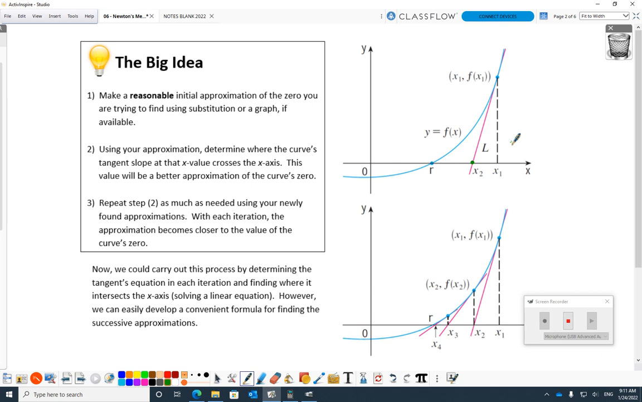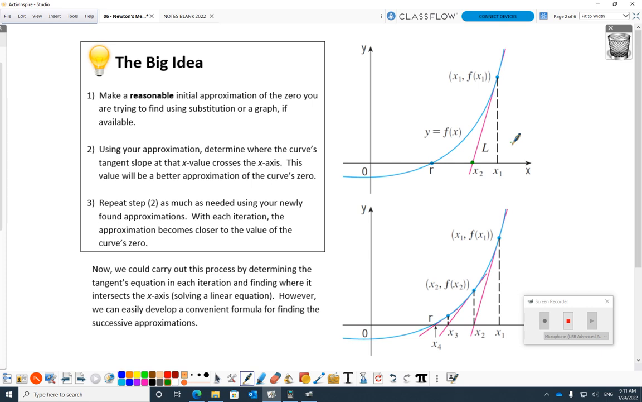The tangent slope is giving you a guide of where to look. This value will be better. And maybe it doesn't matter about the whole faster thing. As long as it's better, we'll get there. Repeat step 2 as much as needed until you get as good an approximation as you want.